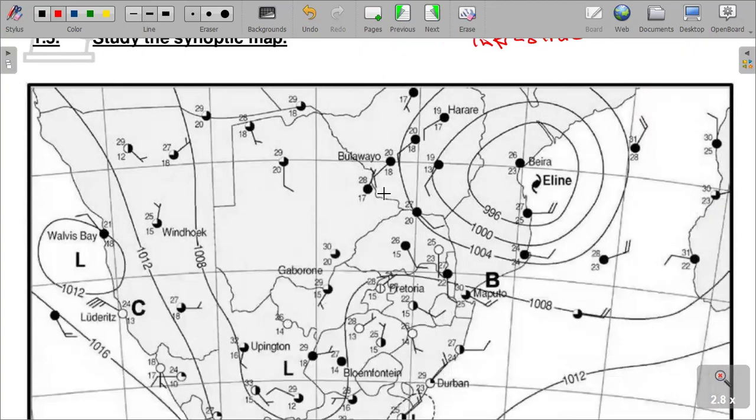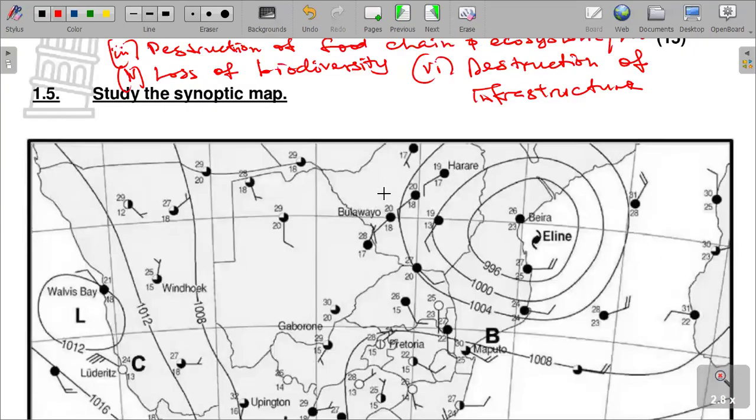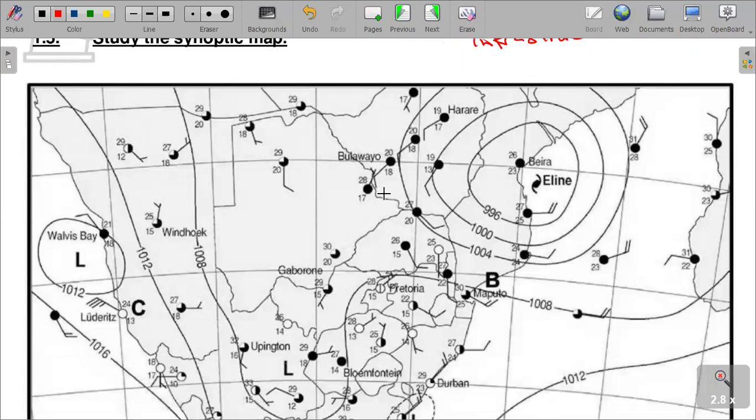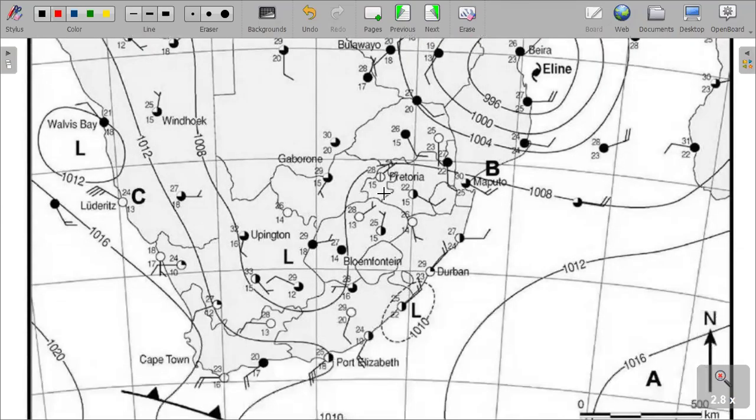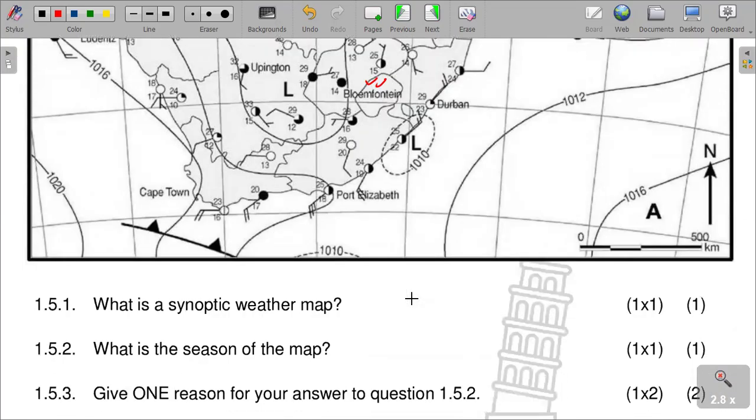We have got a synoptic map, which is shown there. We have got Walvis Bay, Bulawayo, Beira, Mozambique, Maputo, Bloemfontein, Durban. All these are given their various weather reports, which are indicated by various weather symbols. And then our first question is saying, what is a synoptic weather map?